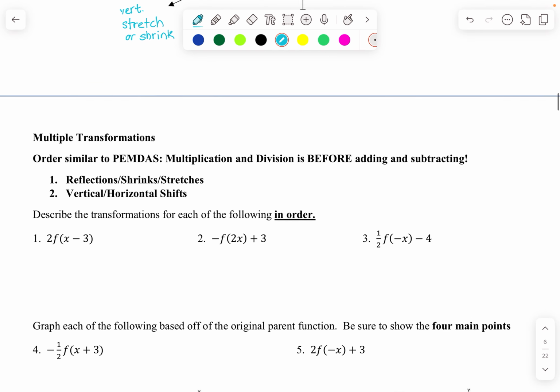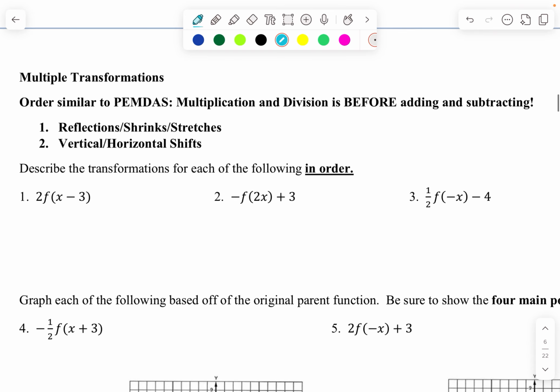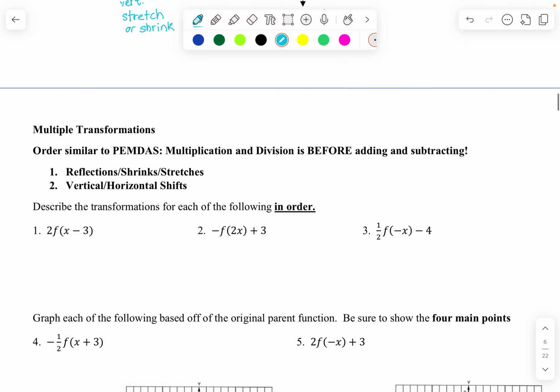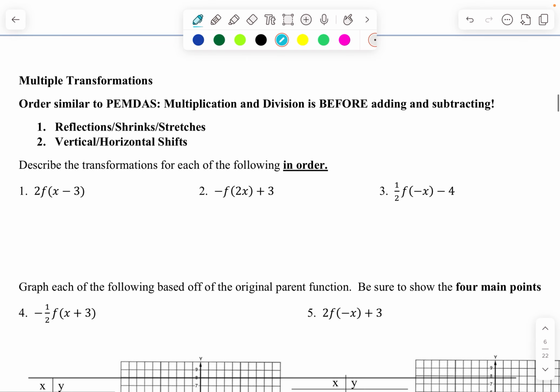All right. I'm going to go ahead and do numbers 1, 2, and 3 with you, and then we'll discuss the rest at another time, probably in another video. All right, multiple transformations. We're going to use PEMDAS to describe our transformations. This is the order we are using. We always talk about multiplication and division before addition and subtraction. So our first description is always going to talk about reflection, stretches, or shrinks.